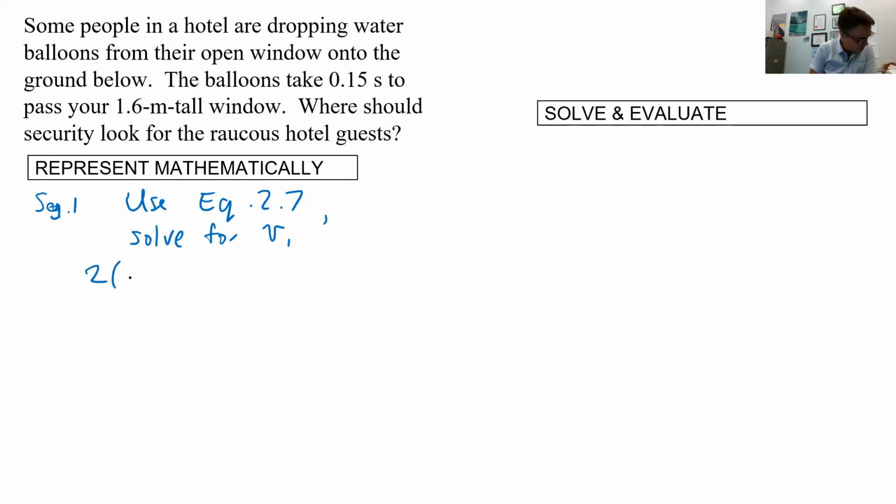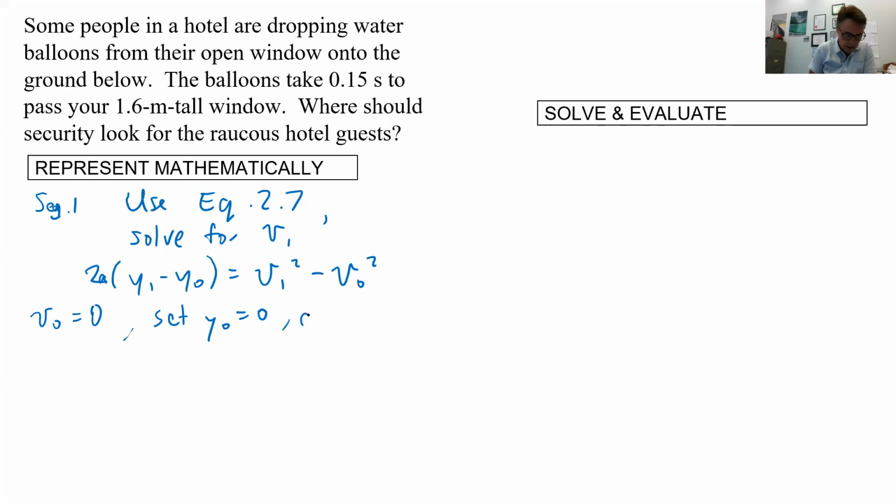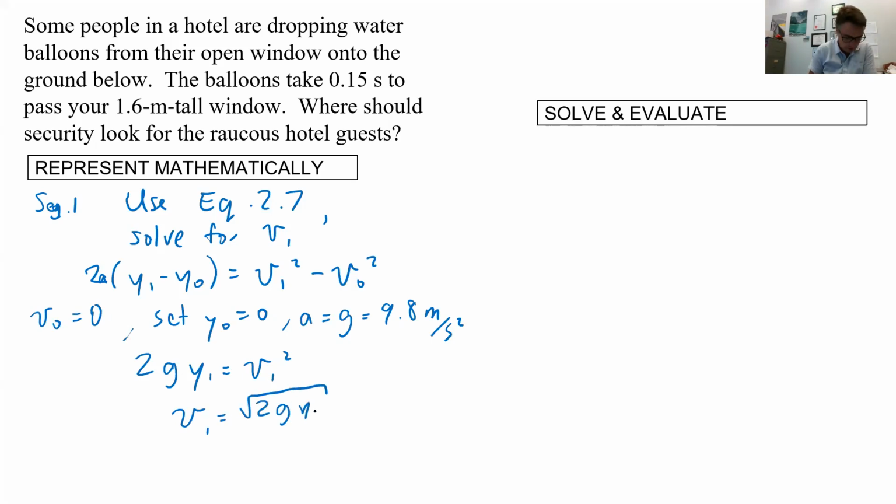So this is 2A times Y1 minus Y0 equals V1 squared minus V initial squared. And remember that V initial for this motion is 0 because the balloon is dropped from rest. We're going to set Y0 equals 0, and we're going to set A equal to G, which is 9.8 meters per second squared. It's all free fall. So you get 2 times G times Y1 is equal to V1 squared. So V1 is equal to the square root of 2 times G times Y1.